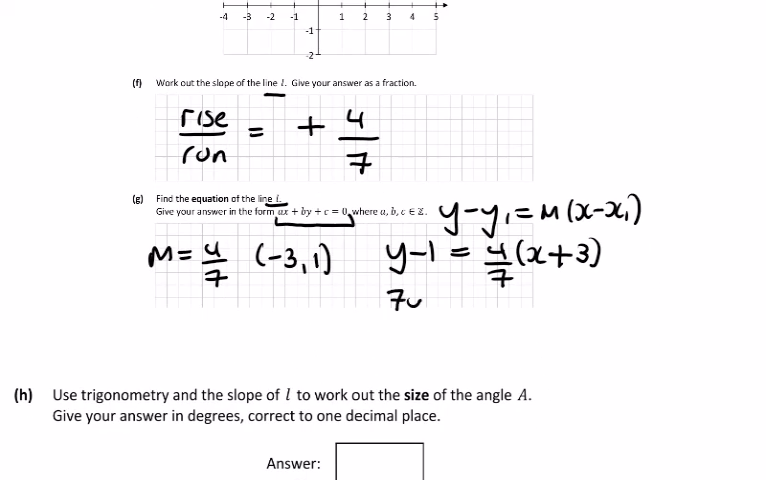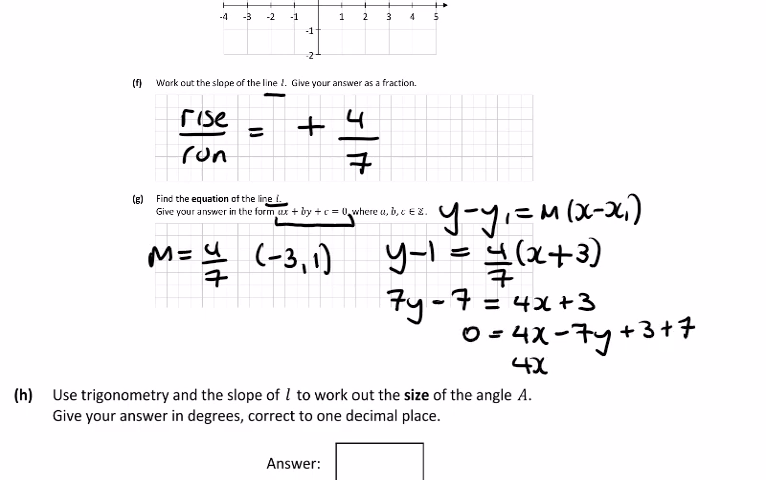Simplifying this down, we're going to multiply 7 by the left. You can do it in one step. 7y minus 7, and 4 by the right. 4x plus 3. X is positive, so we'll bring the y over. 4x minus 7y plus 3 plus 7, and we've left nothing over here. So 4x minus 7y plus 10 is equal to 0.